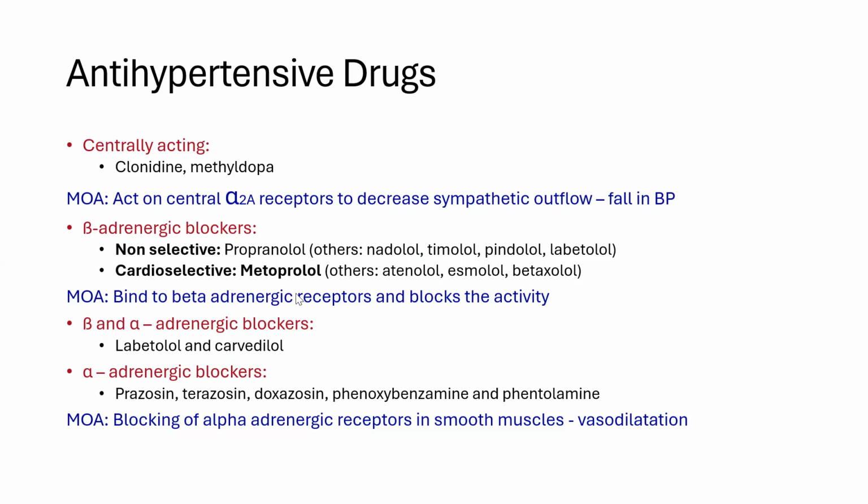If we're talking about beta and alpha adrenergic blockers, then examples are labetalol and carvedilol. Another drug class is alpha adrenergic blockers, which also act as antihypertensive agents. Examples of the alpha adrenergic blockers are prazosin, terazosin, doxazosin, and the mechanism of these drugs is blocking of alpha adrenergic receptors in smooth muscle, which causes a vasodilatory effect, which leads to low BP. Okay.